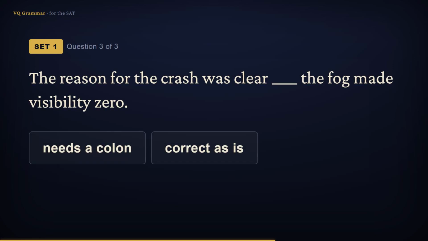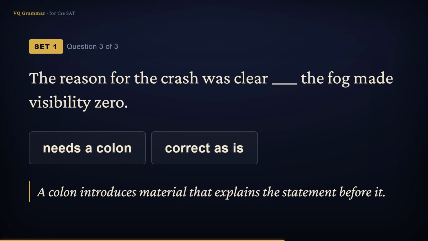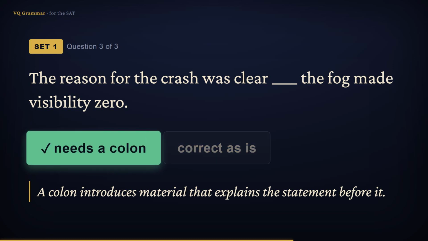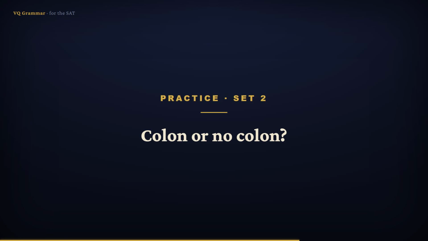The reason for the crash was clear, the fog made visibility 0. The second part explains the first, so a colon belongs after "clear." So the answer is, it needs a colon. Three more. Watch for the signal words, the times, and the verbs.